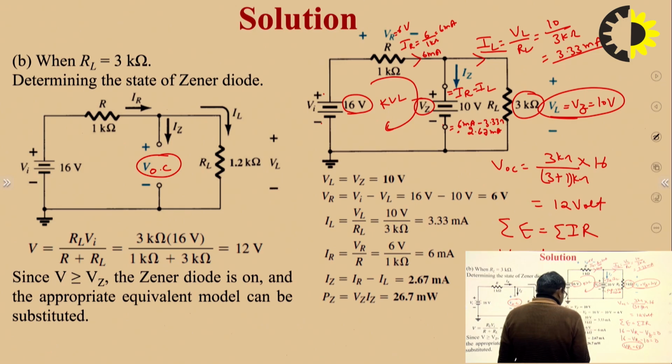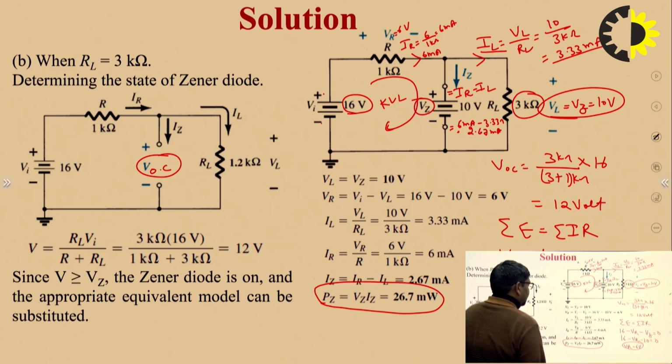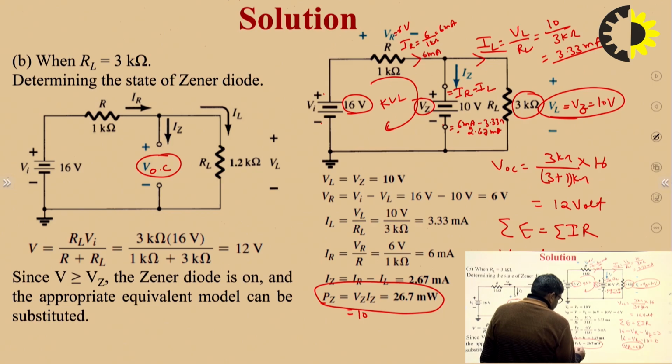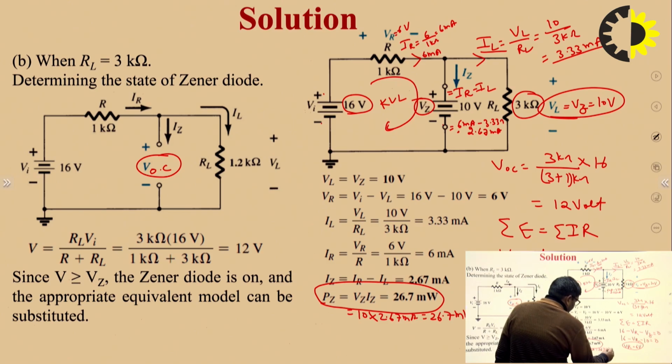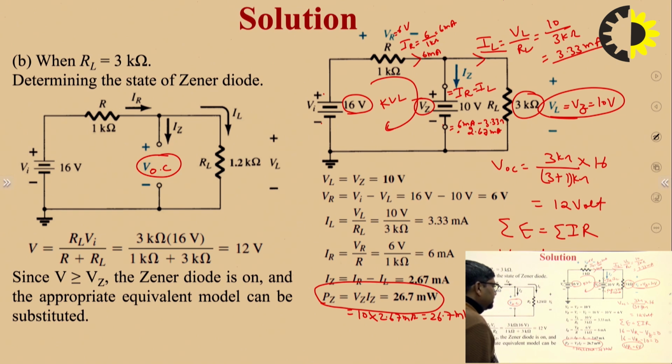And we find the Zener power. Zener power is calculated by VZ into IZ. VZ is the Zener voltage, which is 10 volt, and IZ current flow is 2.67 milliampere. So that means it is equal to 26.7 milliwatt. So this question we easily calculate.